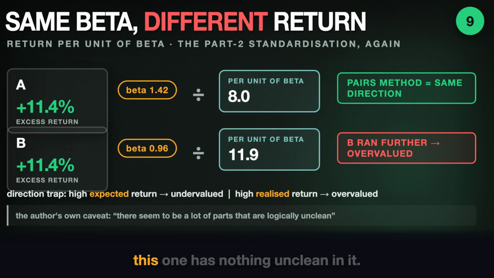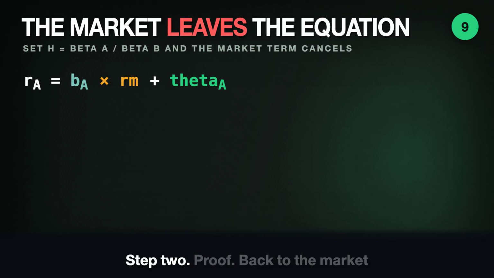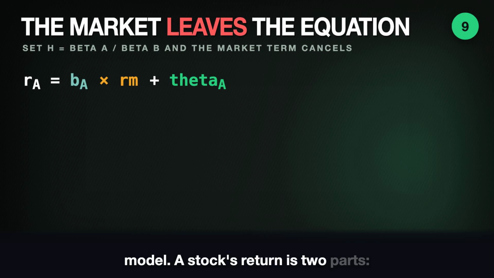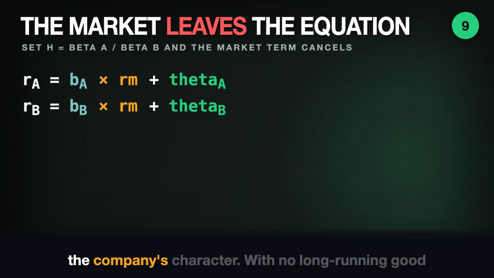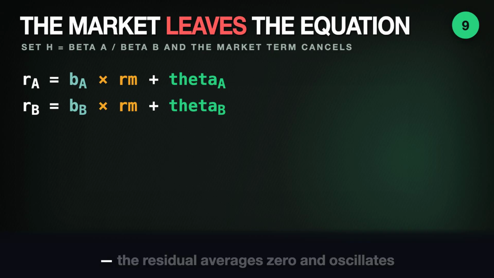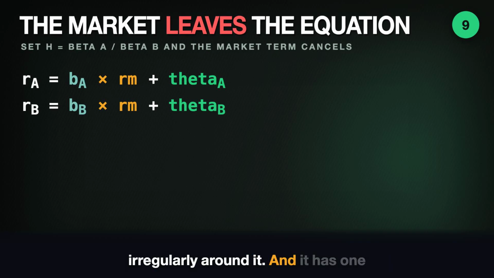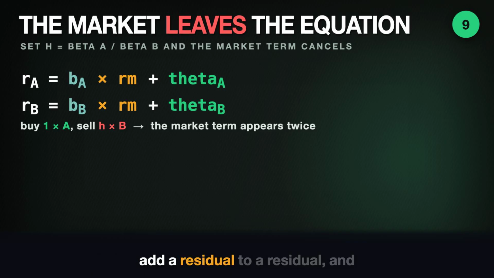Next step, and this one has nothing unclean in it. It's pure algebra. Step 2, proof. Back to the market model. A stock's return is 2 parts, the market factor times beta plus the company's own residual. Now, that residual is the company's character. With no long-running good or bad news, in ordinary state, the residual averages 0 and oscillates irregularly around it. And it has one property that matters enormously in a moment. Add a residual to a residual, and you get another residual.